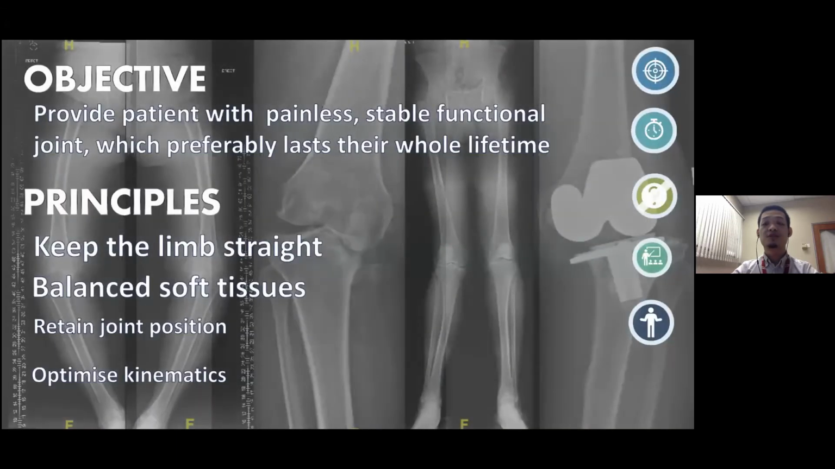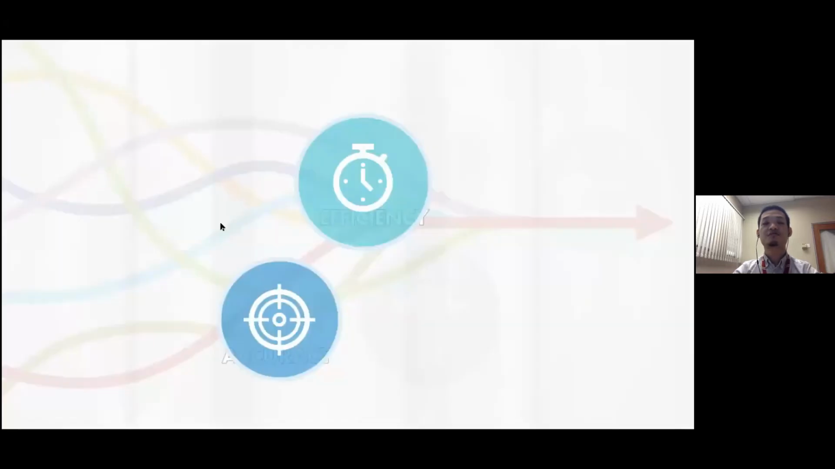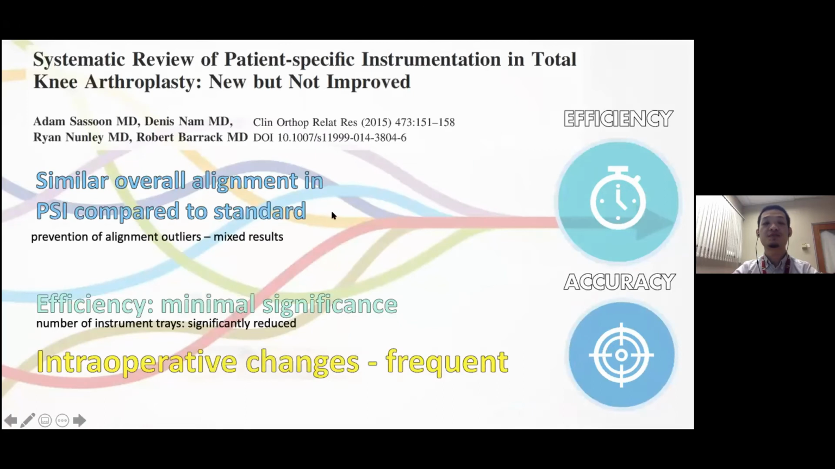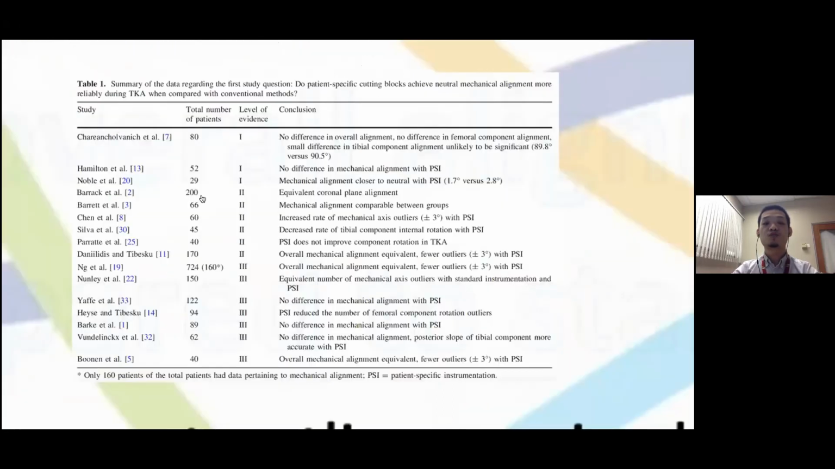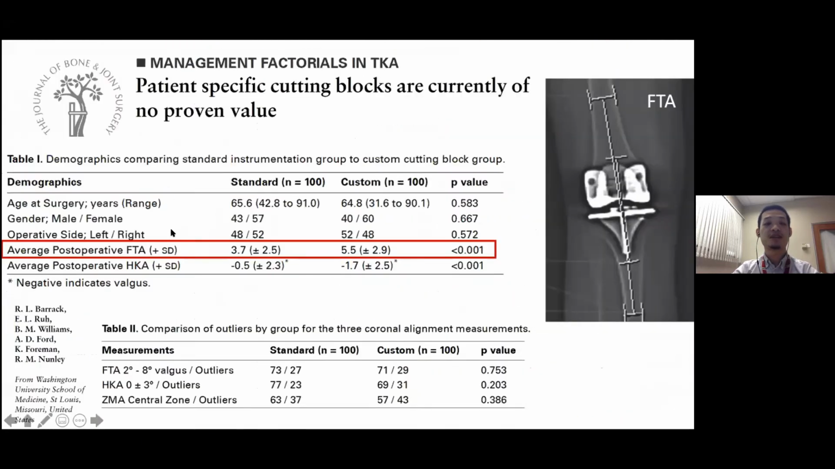Okay, so a bit of a literature review. So this is the aims of our 3D printing. So is it accurate and efficient? So this is a literature systematic review in 2015. So basically, the 2 large studies is one here, basically done by American surgeons. So you can see that with the custom implants, it's more accurate by about 2 degrees.